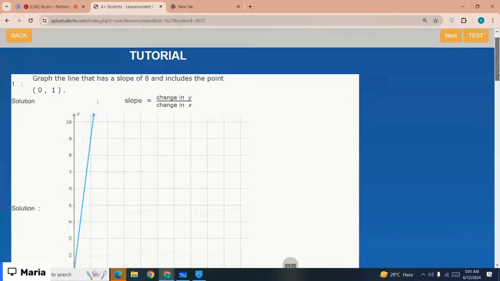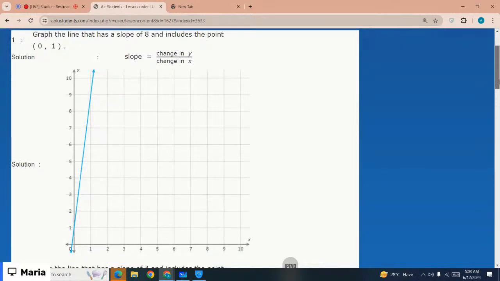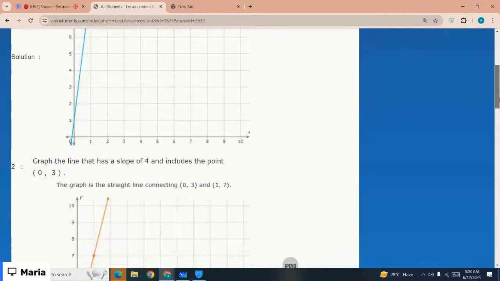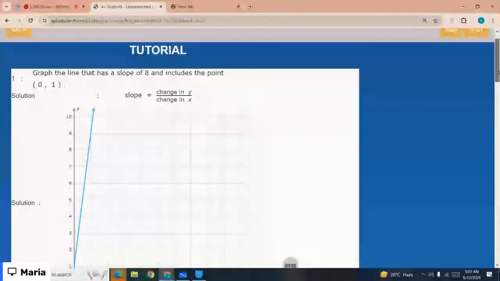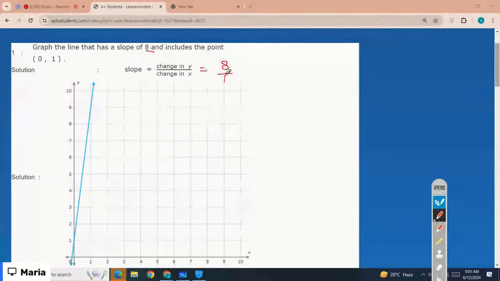So you are given the slope and a point. The slope is 8 and the point is 0 and 1, right? So we know that the slope is equal to change in y divided by change in x. Let me just explain here. Slope equals change in y divided by change in x, right? So slope is 8. That means that would be 8 over 1. So change in y is 8 and change in x is 1. Also, you are given a point 0 and 1. X is 0, y is 1. So here is the point 0 and 1.